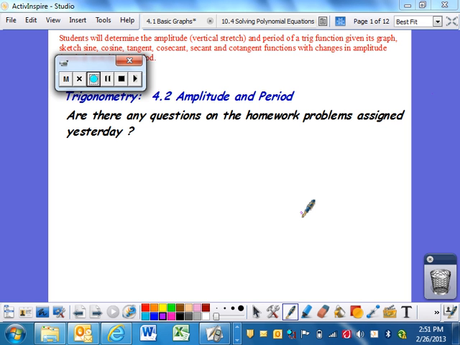Alright, so today we're talking about 4.2, which is amplitude and period. Obviously, we're going to ask any questions. We'll talk about that in class. Any questions over the homework?